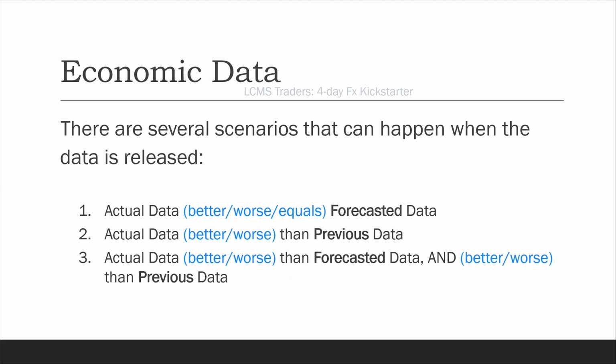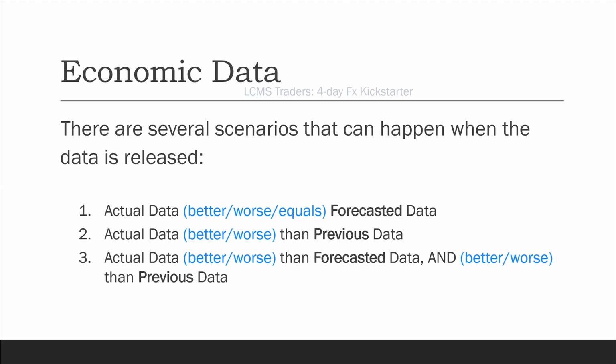Actual data being better than forecasted. Actual being worse than forecasted, probably going to bring prices down. Actual data equaling forecasted could actually result in very little price movement, or it could result in price moving according to the previous trend. I'll tell you more about trends in the next segment as we go through the technicals.